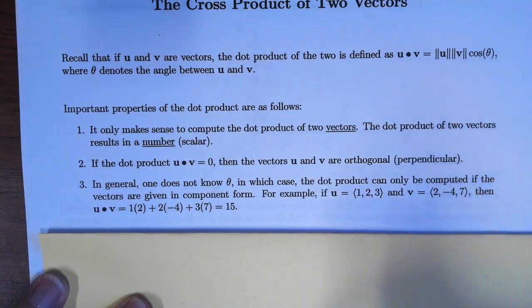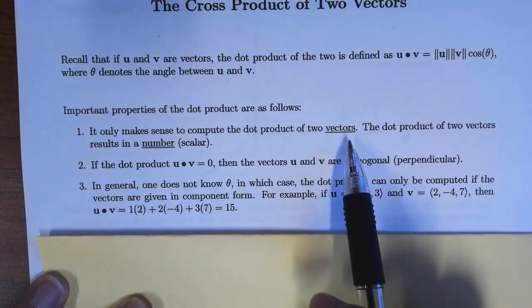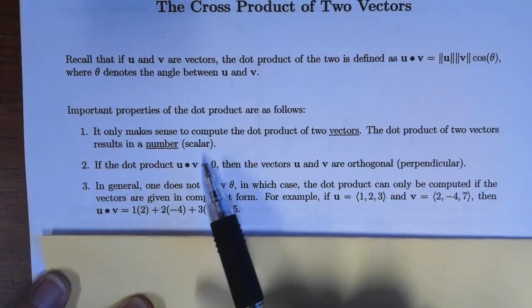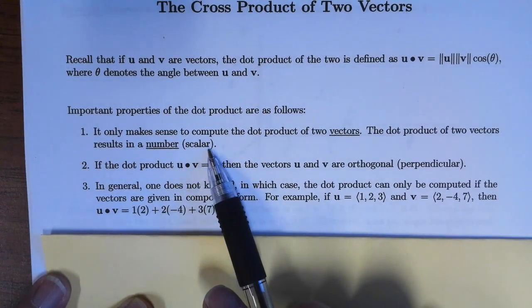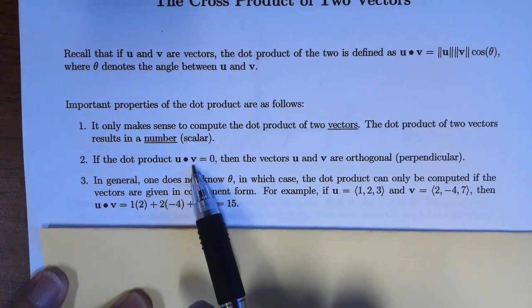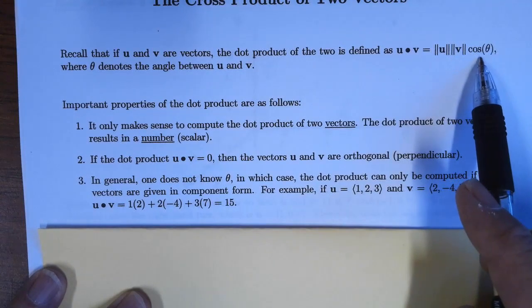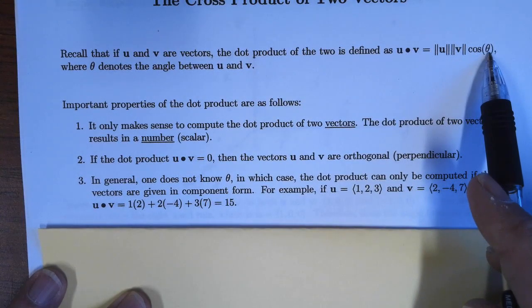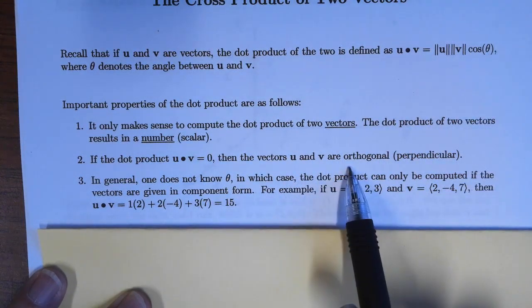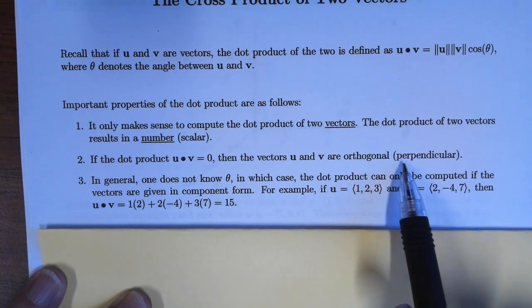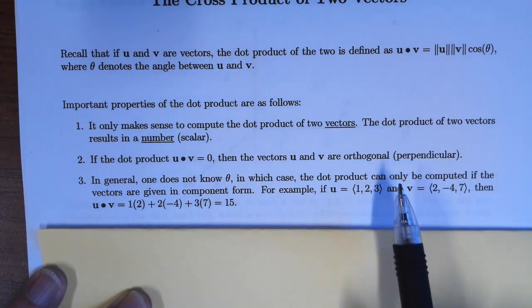Now the dot product has several important properties that we've discussed. It only makes sense to compute the dot product of two vectors, and the result of the dot product is a number, or a scalar. If the dot product of u and v is 0, that means theta has to be 90 degrees, or pi over 2, so the vectors u and v are orthogonal, which is to say that they are perpendicular.